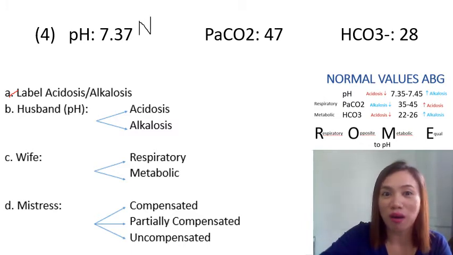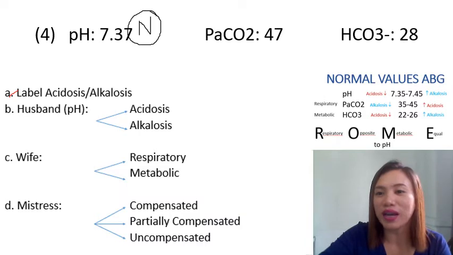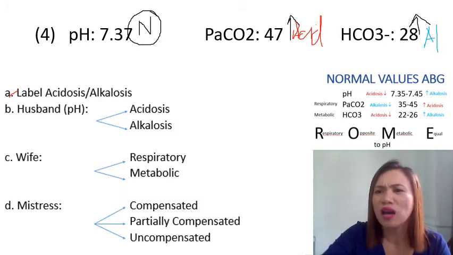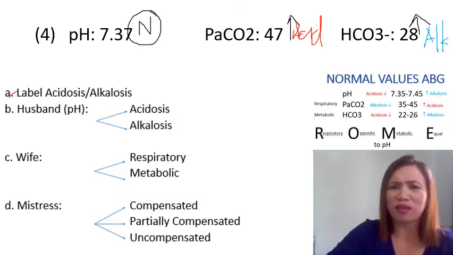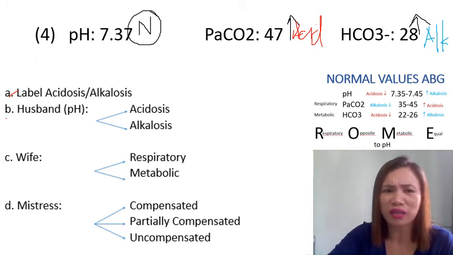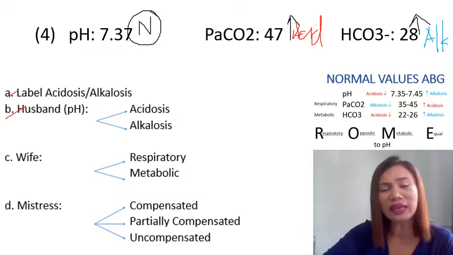pH is normal. Your carbon dioxide is increased and your bicarbonate is also increased. Let's identify: your carbon dioxide increase, that's acidosis. Your bicarbonate increase, it's alkalosis. How do we identify the husband in this manner? Husband is normal. How do we do this?